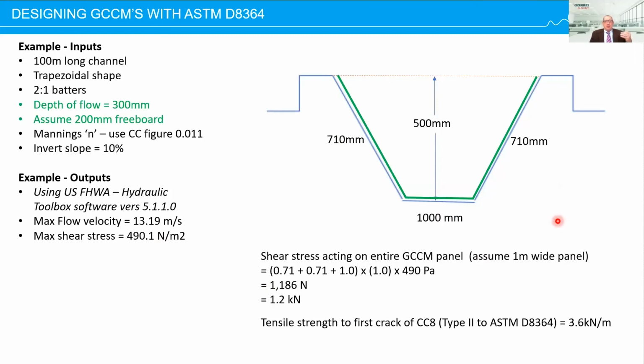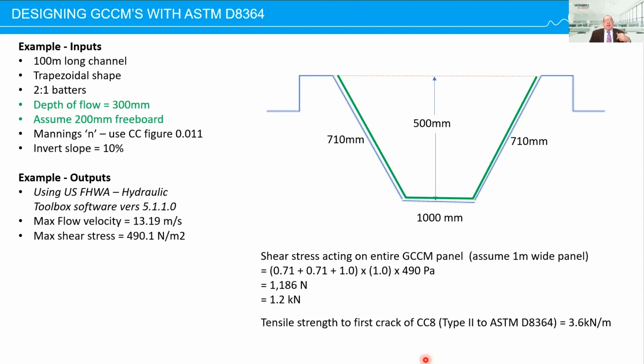What that basically means, we have a panel width now, which is 1 meter wide, because in this case, we're using a 1 meter wide GCCM. It was a CC8 by Concrete Canvas. And we have 0.71 meters here, 1 meter across the base, and 0.71 meter here. So the length of the panel is 0.7 plus 0.7 plus 1, which is around, I think, 2.42. So this shear stress from the flowing water is applied over the entirety of this panel, which means we have a 1.2 kilonewton force across this whole panel.